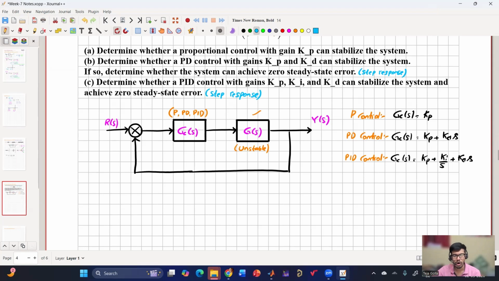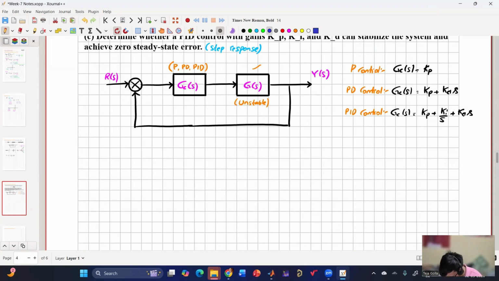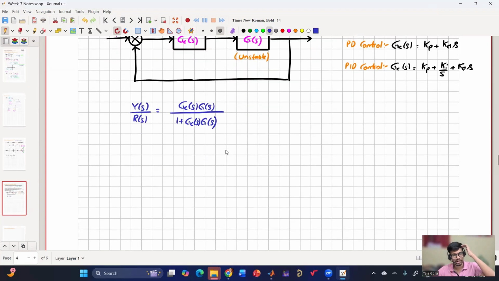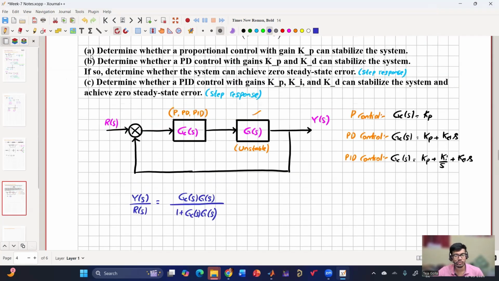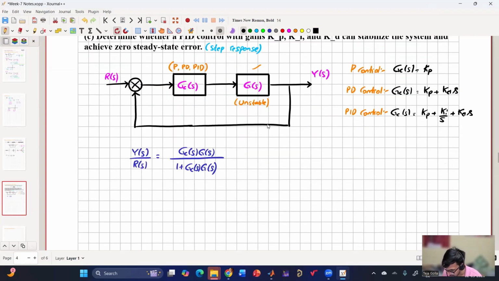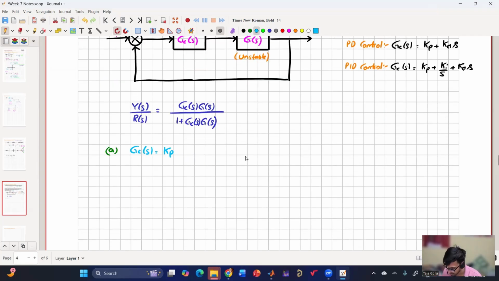So for all the three cases, first of all, let us find Y(s) by R(s). So Y(s) by R(s) is equal to Gc(s) into G(s) by 1 plus Gc(s) into G(s). So we'll start with the proportional gain, and then we'll go to PD control as well as PID control. So in the first case, we have asked whether the proportional gain Kp can stabilize the system. So let us start with A. In the case of A, my Gc(s) is just Kp. So let us calculate Y(s) by R(s).